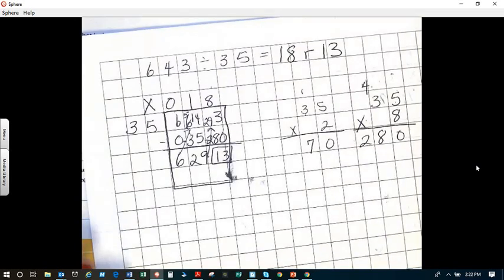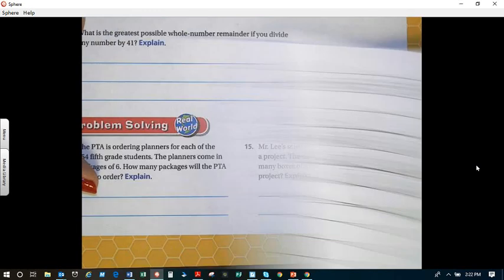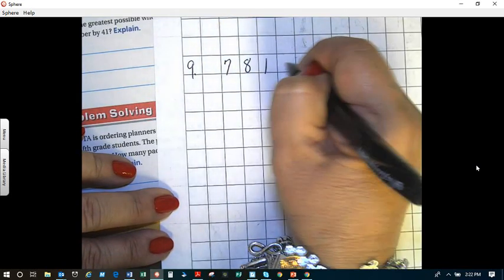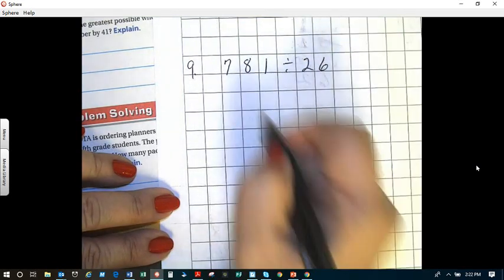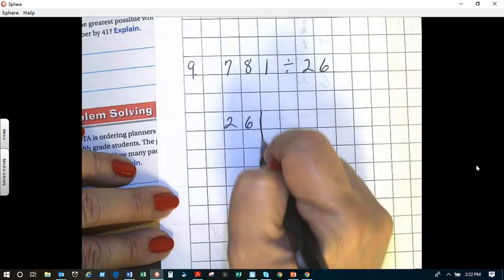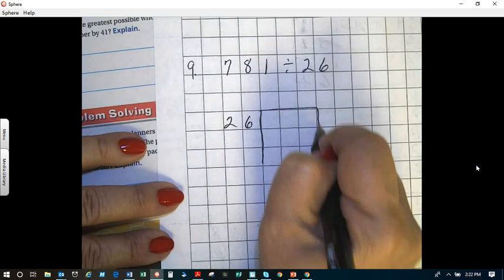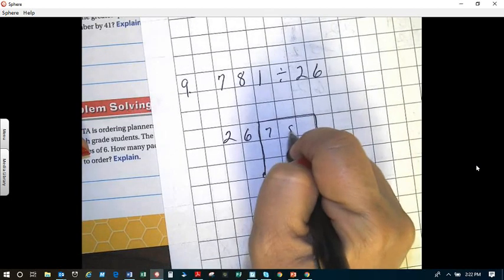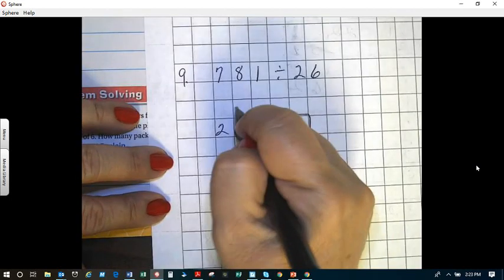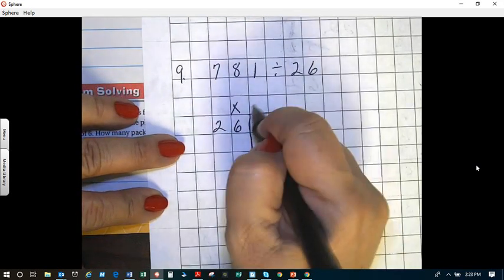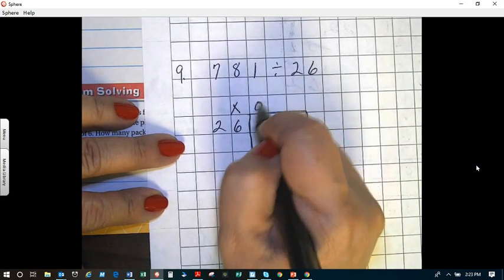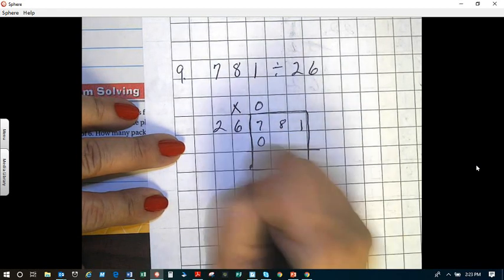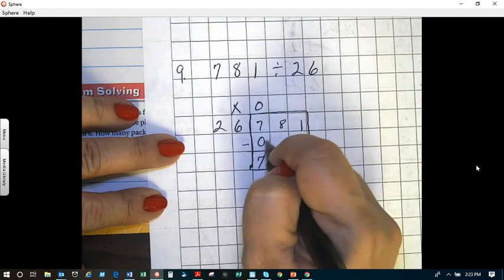Number 9. Number 9 is 781, that's right here, divided by 26. So I have number 9, 781 divided by 26. I have a 7, 8, and 1. My multiplication sign. 26 cannot go into 7. Multiply that by 0. 0 times 26 is 0. Subtract it out. And that's 7. Bring my 7 up. Makes it 78.